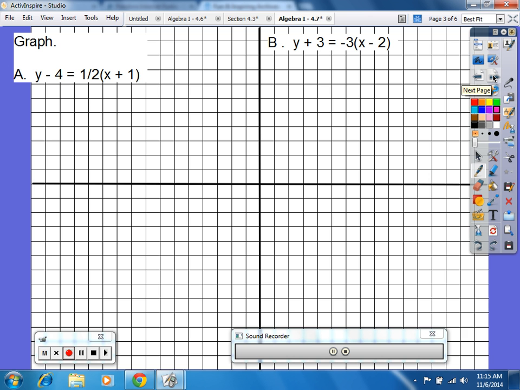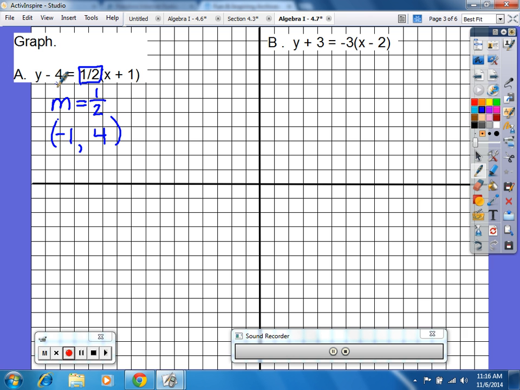Next, we're going to graph equations that are in point-slope form. Remember, point-slope form gives me a point and a slope. So if I look at letter A here, I have a slope of 1/2, and I have a point of -1, 4. That can be kind of tricky because remember it was x minus something to put it into the parentheses. So when I pull it back out, I have to remember to change the sign. So my x value is actually -1 and my y value is actually 4.